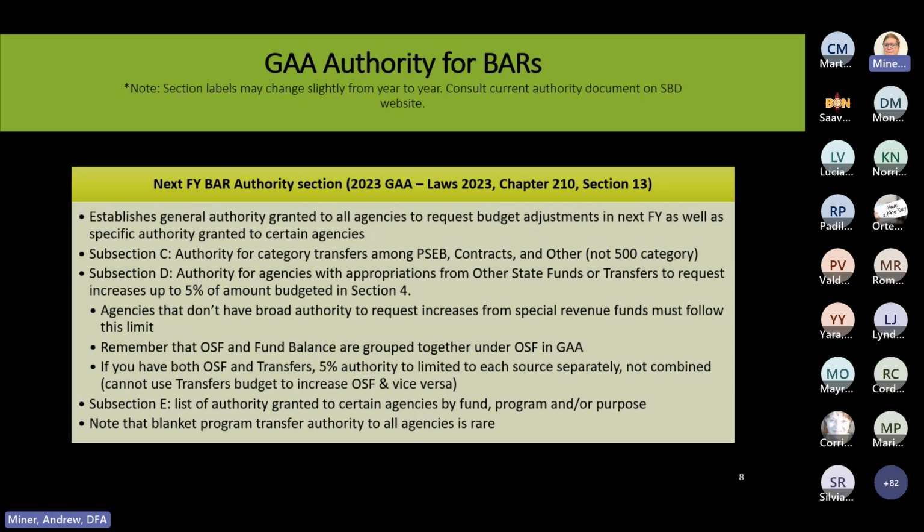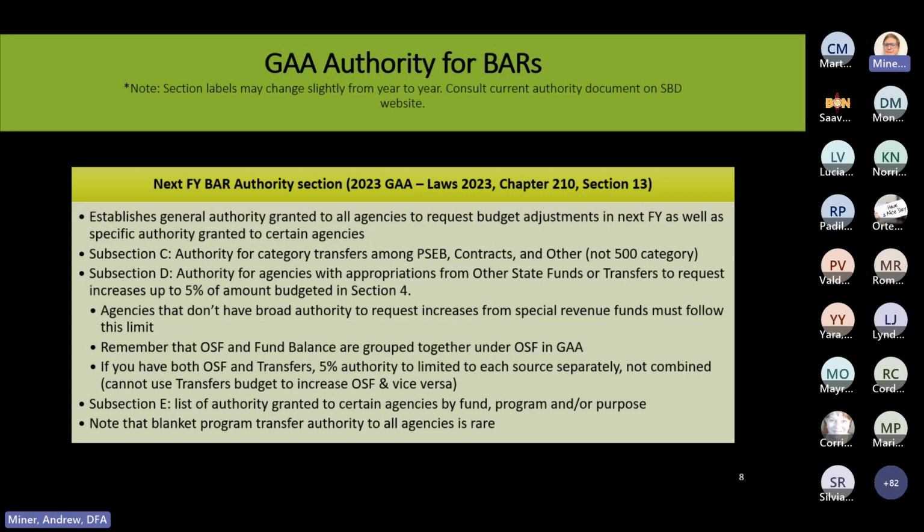So the next section is going to be after that. This year it's section 13, and this is bar authority granted for the following fiscal year. So in the 2023 GAA, it's for FY24. So that's the section you should be looking towards now. This establishes both general authority that is granted to all agencies to request budget adjustments in the next fiscal year, and specific authority that's granted to certain agencies like the prior year section.